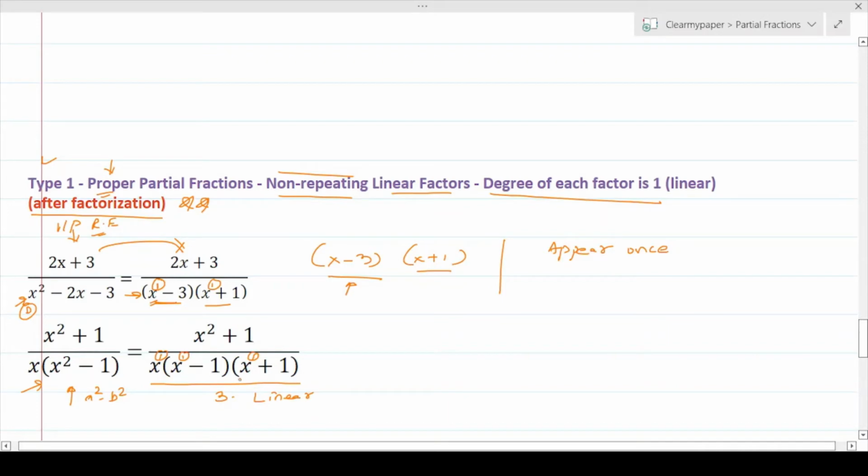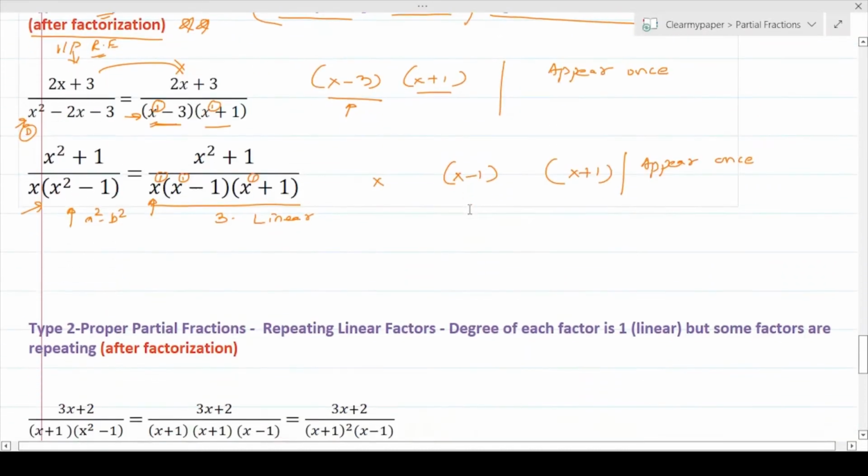None of the factors are repeating. You have this factor x appearing only once, x minus 1 appearing only once, and x plus 1 appearing once. So none of these factors are repeating, and they are linear. This kind of example belongs to type 1 of proper partial fractions, categorized as non-repeating linear factors. Okay, let's jump to type 2.